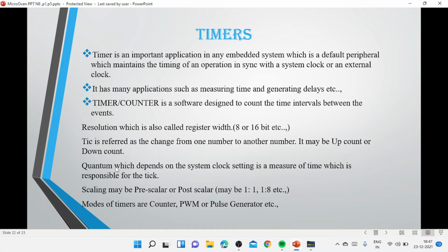Next is quantum. Quantum, which depends on the system clock settings, is a measure of time which is responsible for the tick. Scaling may be pre-scalar or post-scalar. Examples of this scaling are 1 is to 1 or 1 is to 8, etc. There are several modes of timers. Those are PWM, pulse width modulation, and pulse generator, etc.